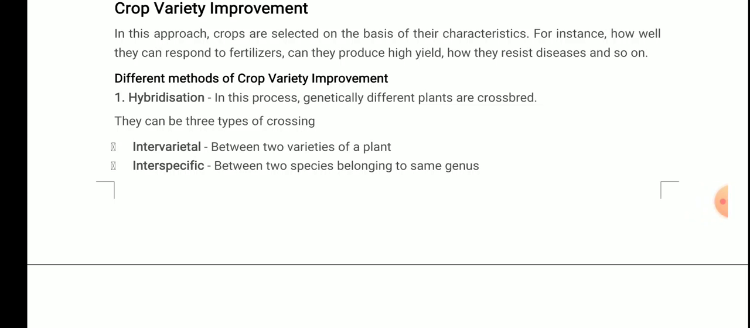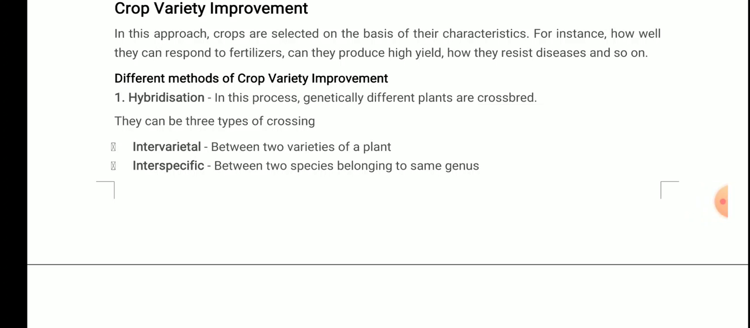Now, what are the good characters for a crop, or what do you want a crop to have? You will want them to respond to the fertilizer that you are using or different chemicals. Secondly, definitely everyone attached to crops or agriculture wants high yield of that crop. And at the same time they also want it to resist disease.